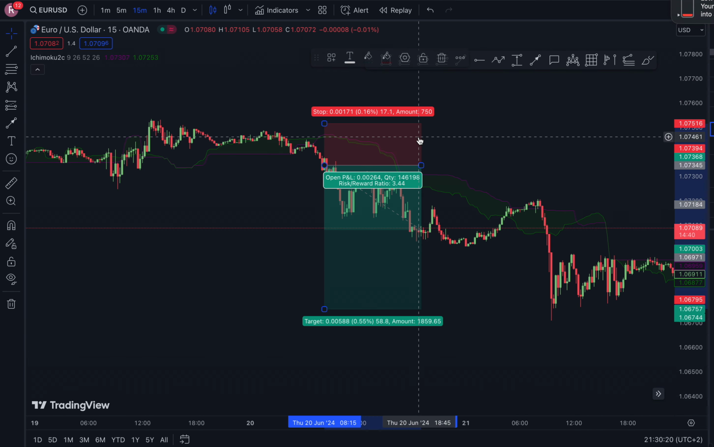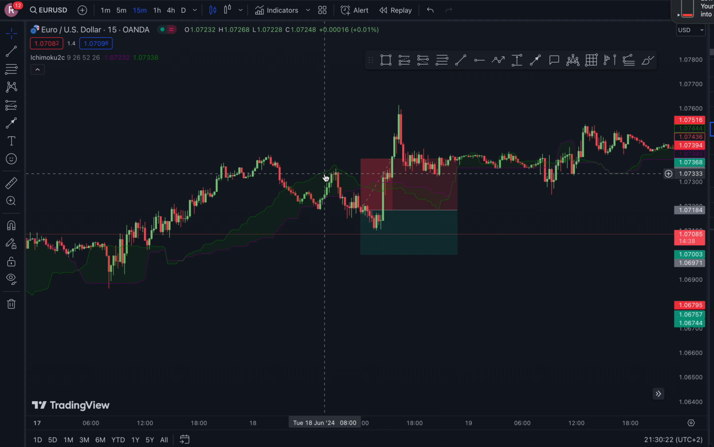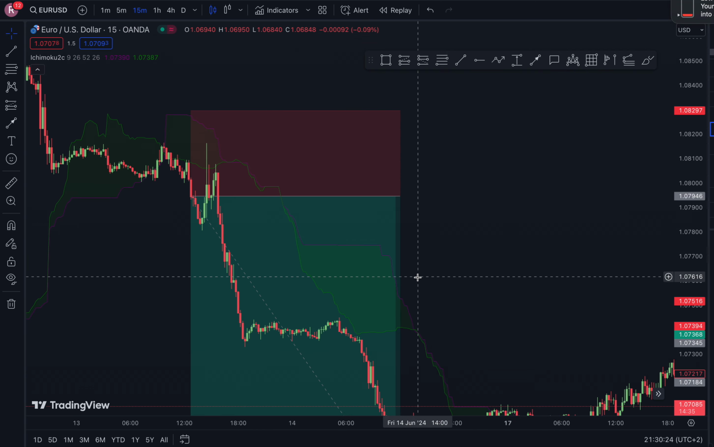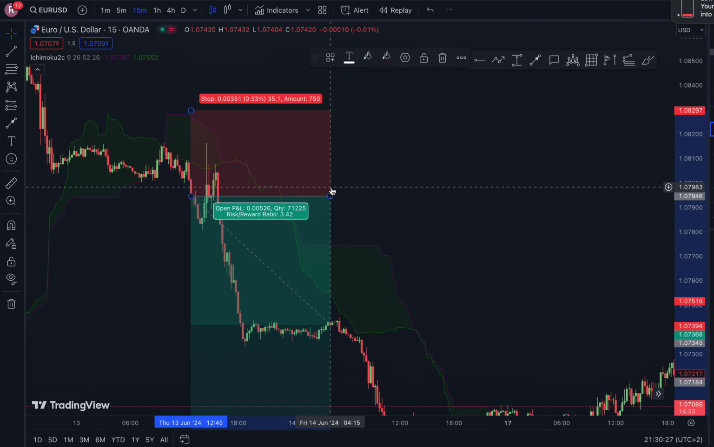but may not work for everyone. In my opinion, this indicator is good and is profitable, but you need to really know how to use it, backtest it, and see how it works for you.